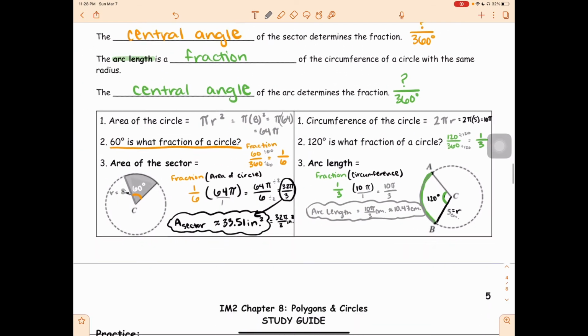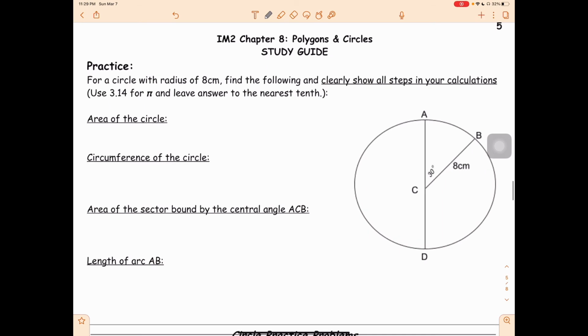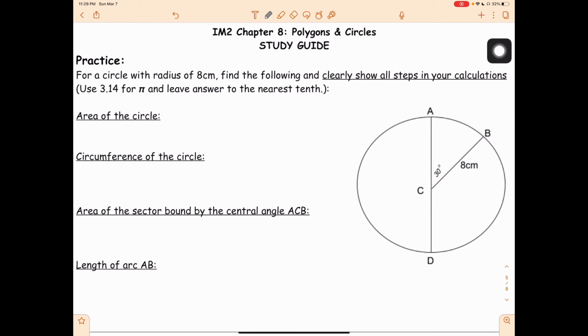All right, so let's go and do a practice problem down here. So here we're given another circle. We see here that the radius is 8 centimeters. Okay, so that is my radius. And the angle of this section here, angle ACB, is 30 degrees. As I see this, I notice that since it's on a straight line, I can find this part of the angle as well if I need to. So let's see if we even need to. We might not need to.